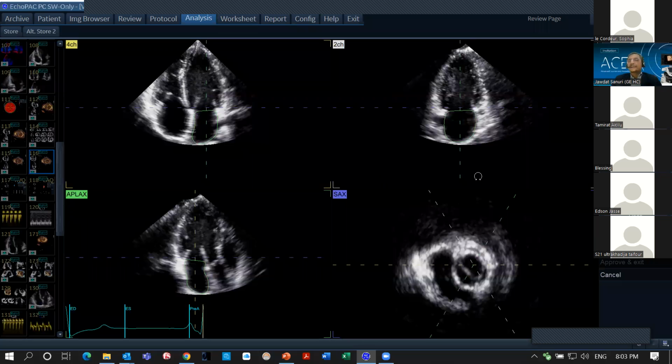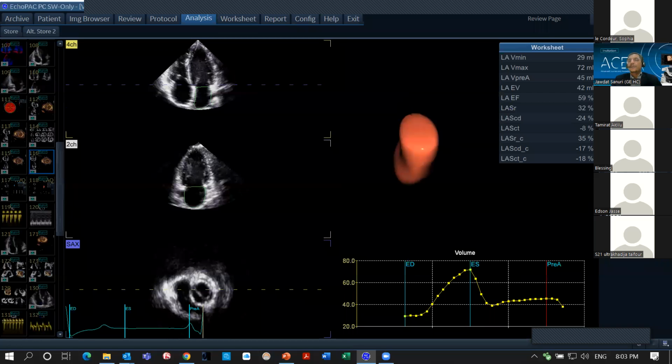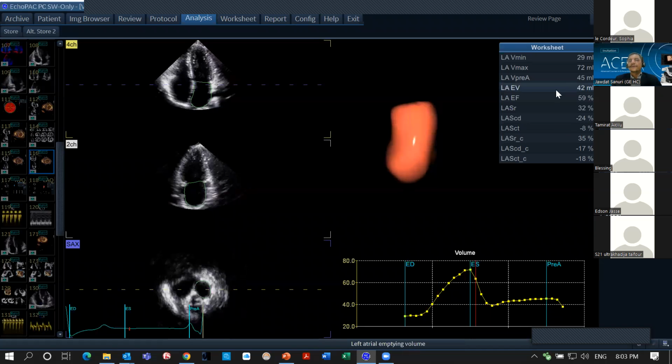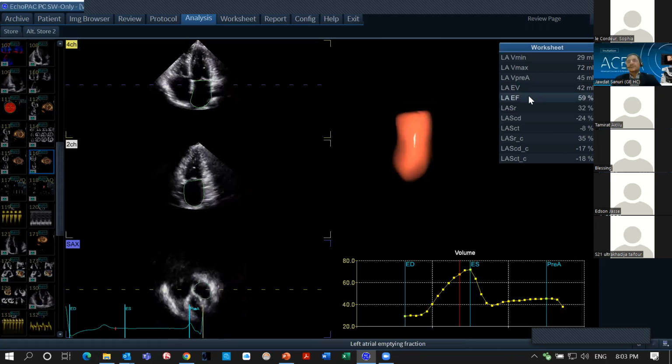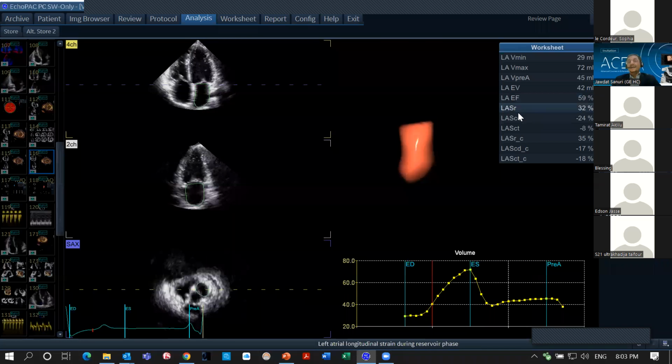Once you do that, then you can go to results, and then you see the running volume of the LA: instantaneous volume, minimum volume, which is 29 ml, maximum volume 72 ml, and pre-atrial contraction volume, which is 45 ml, giving us ejection volume, ejection fraction, and then again strain curves.